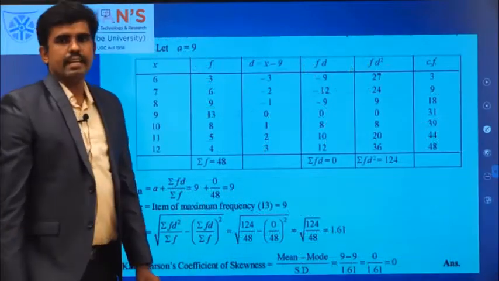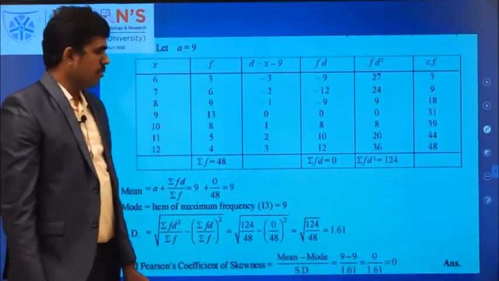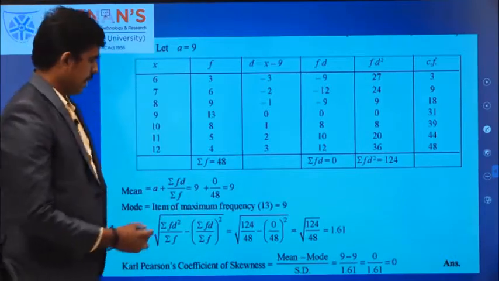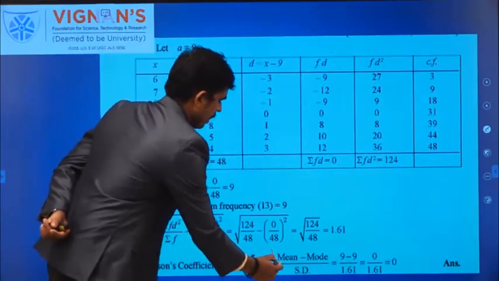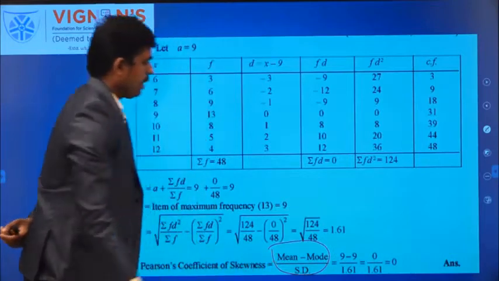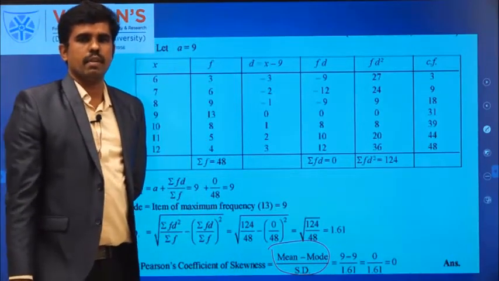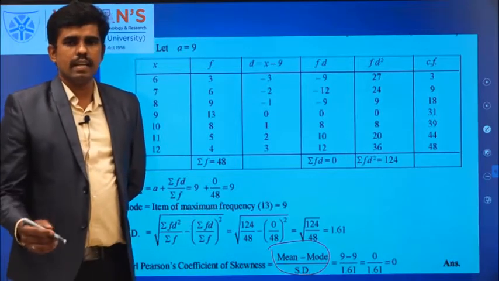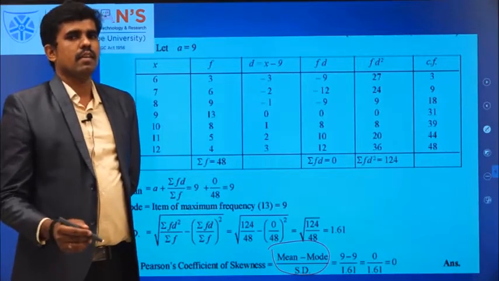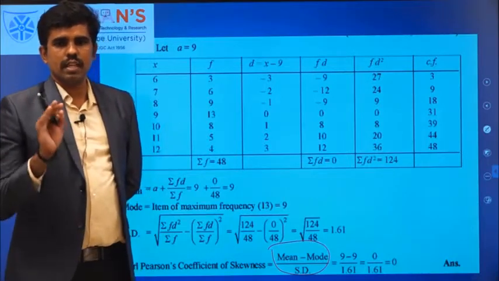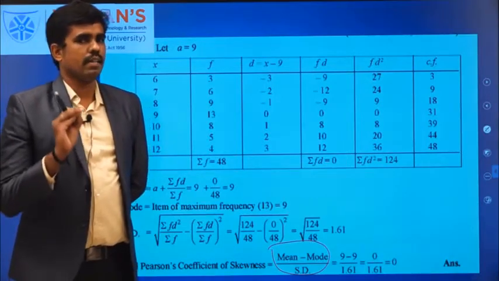What do I need to find the Sk value? I told you I can use either formula. Here I am going to use this formula: mean minus mode divided by standard deviation. So what do I need? I have to find mean, mode and standard deviation. So three measurements I have to find for the frequency data.